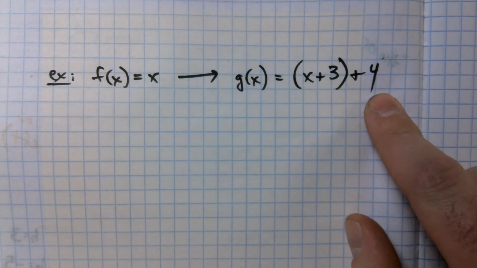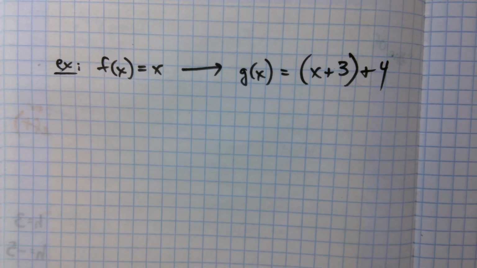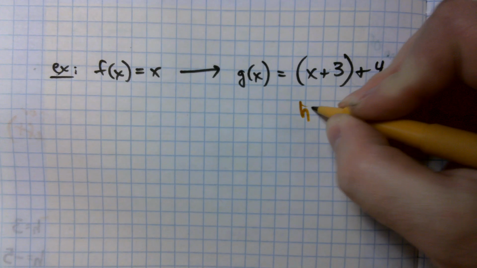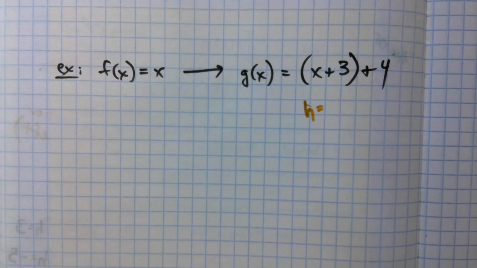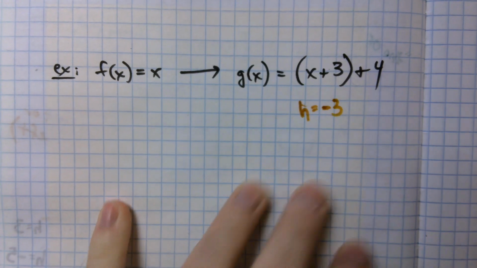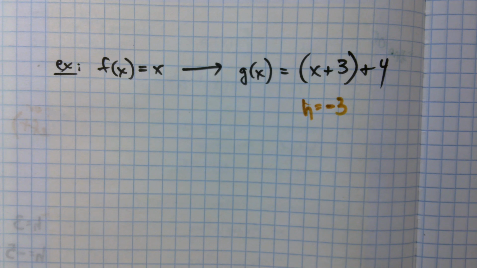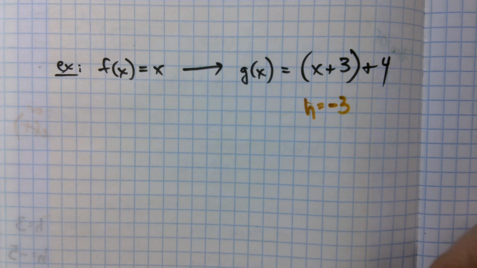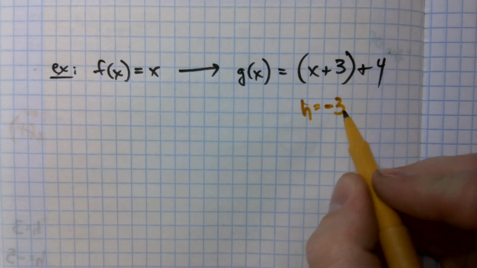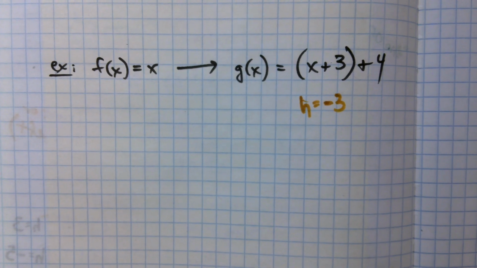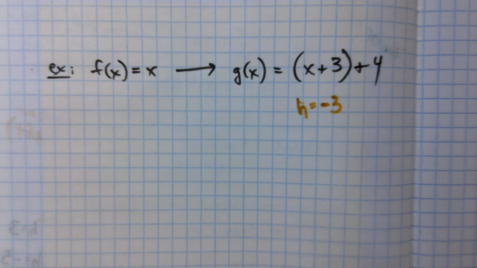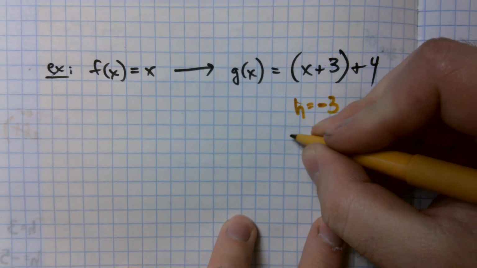Who can help me out? What's my h value in here? Capiche. 3, super close. If I'm inside the parentheses, I got to think opposites. So what my h is actually is negative 3. H stands for horizontal. What directions are horizontal? Left and right. So if my h is negative 3, what direction am I going? Left.